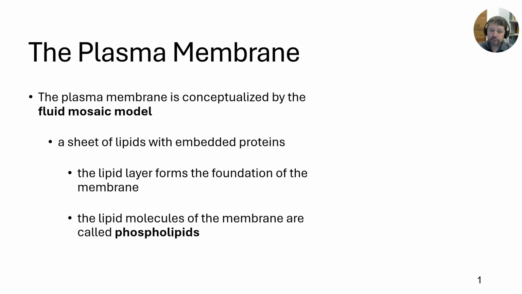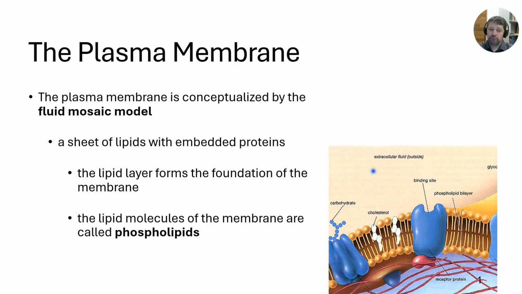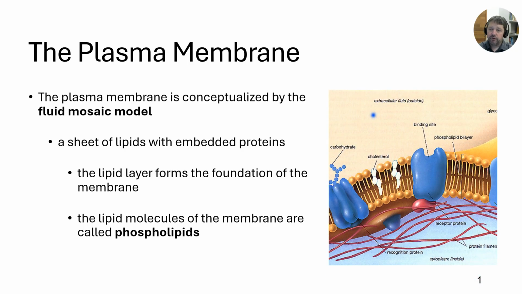But again, those lipids are those fats. So lipids are just another name for fat. Those lipids are what we call phospholipids. So it's got a phosphate head and a fatty acid tail, or fat, along the tail. Okay, so looking at this as an example, this is a sketch of that fluid mosaic model.